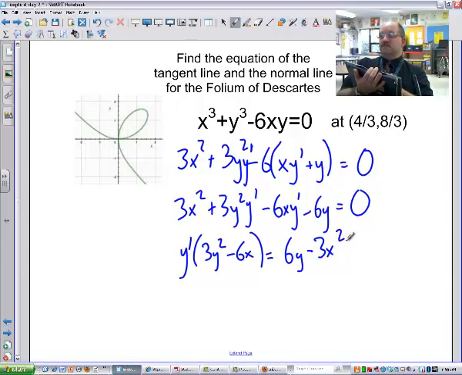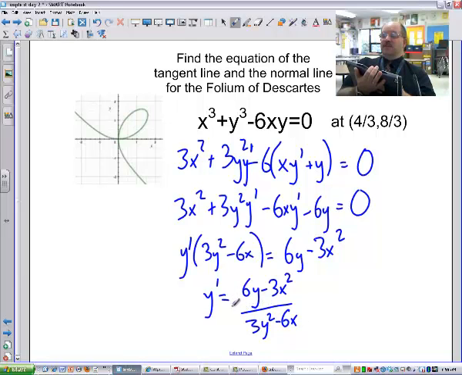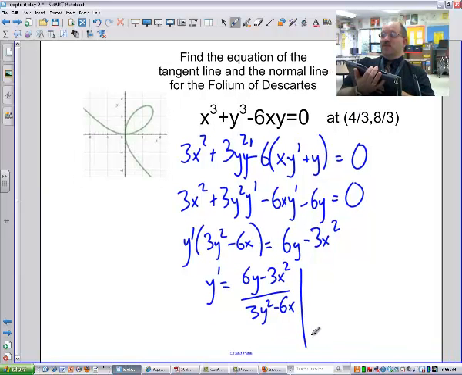Like so. And then y prime becomes (6y minus 3x squared) over (3y squared minus 6x). I think that's it. So there's my slope of my tangent line. It's also the slope of the normal line, or it kind of will get us the slope of the normal line. And so what we need to then do is just plug in 4/3, 8/3 into it. So we're going to evaluate that, and that little bar, of course, means evaluate at 4/3, comma 8/3. Okay, that'll get us the slope of the tangent line.